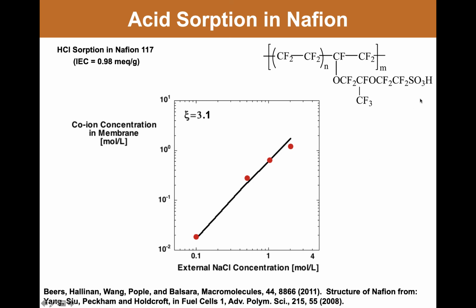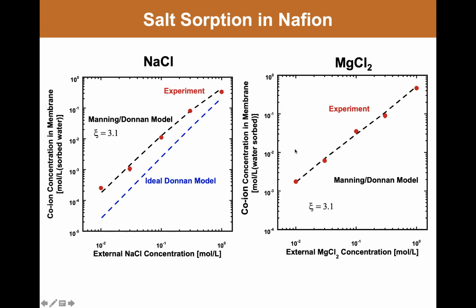And so, based upon published values from spectroscopic experiments for the distance between fixed charges and dielectric studies for the dielectric constant, you can calculate a Manning parameter value of about 3.1. And if you do that, then you get essentially perfect agreement between the model and the experimental data.